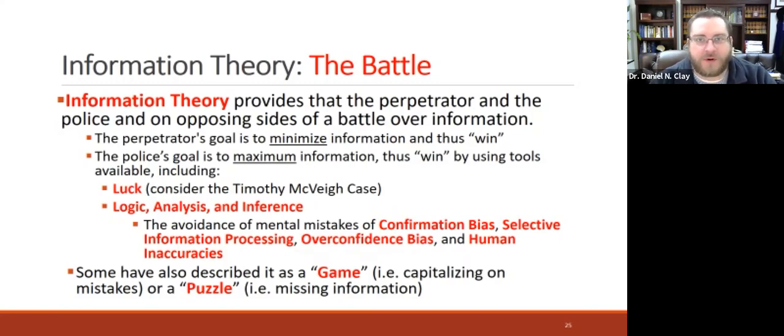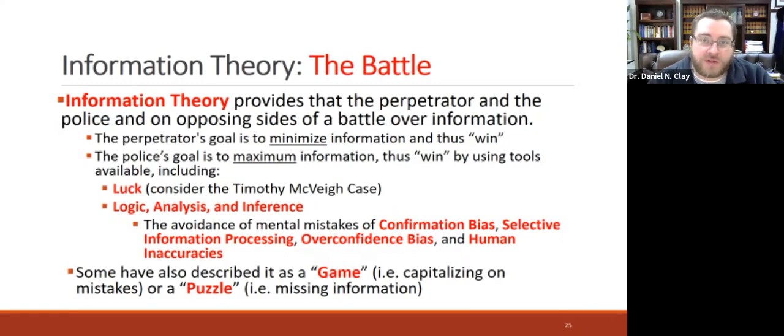They go through the whole rigmarole, arrest him, etc., because when they discover who he is, right, it's just, they caught him because they were lucky, right, because his plates expired, right? So he didn't do a good enough job minimizing information. The police were trying to maximize information, but really kind of had to rely on luck.